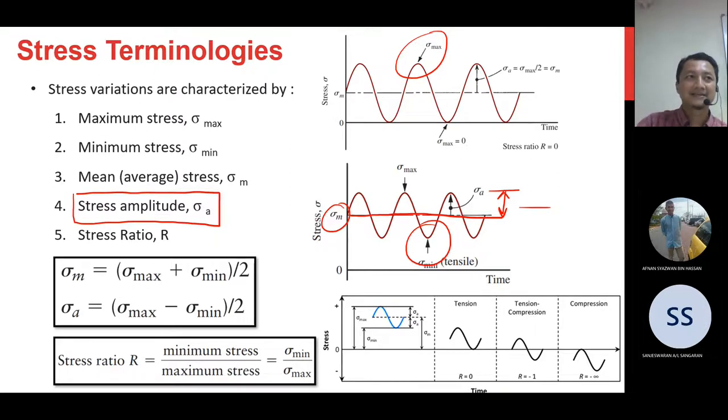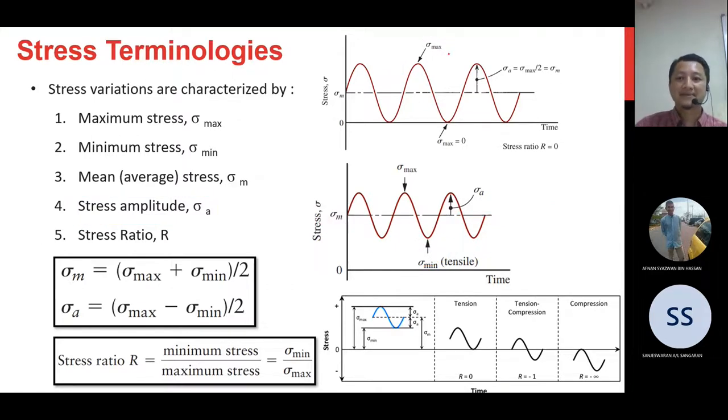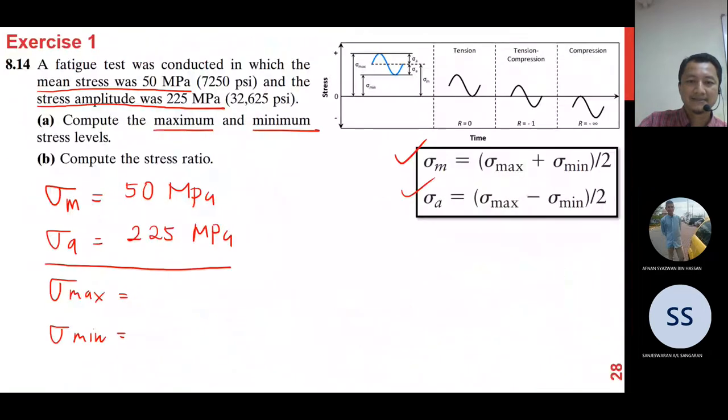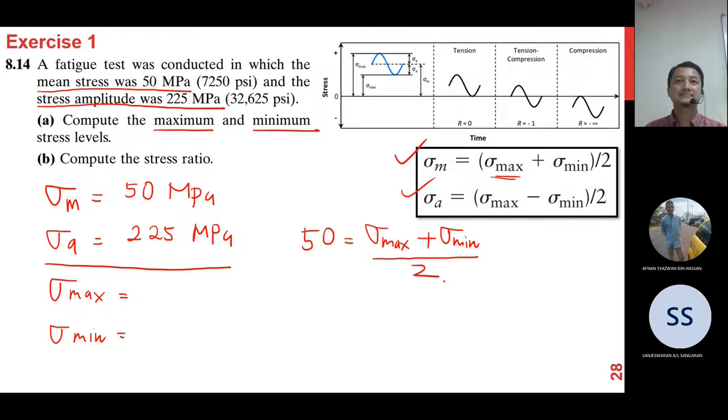Okay. So this is how it looks like lah. Mean tengah-tengah. Formula untuk mean adalah this one: sigma max campur sigma minimum bahagi 2. So mari kita cuba. So let's plug in. Sigma mean 50. Sigma max tak tahu, campur sigma minimum bagi 2. So ni dapatlah 100 sama dengan sigma max campur sigma minimum.